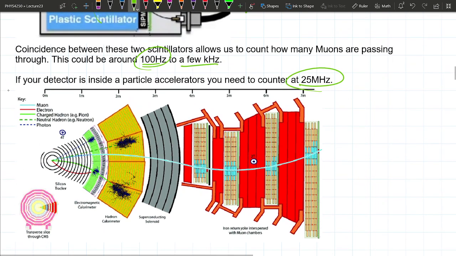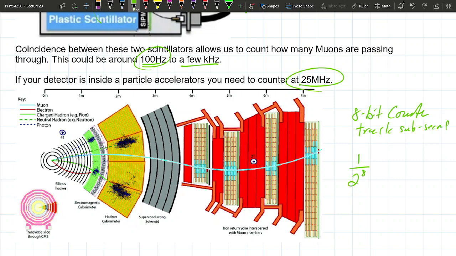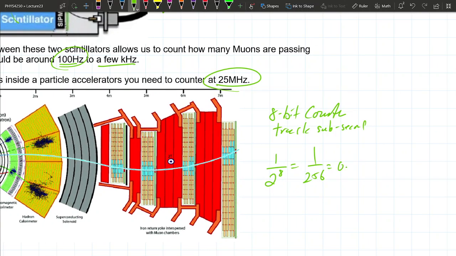So if you have, let's say, an 8-bit counter to track the sub-second time, you can only split that time, you can split 1 second into 2 to the 8, and 2 to the 8, I think, is 256. And 256 is about 0.4-ish milliseconds. And that's basically how well a Macintosh keeps track of time.